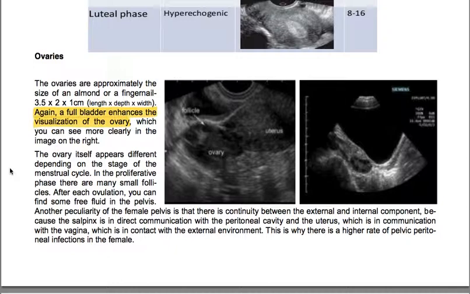Another peculiarity of the female pelvis is that there is continuity between the external and the internal component, because the salpinx is in direct communication with the peritoneal cavity, and the uterus is in communication with the vagina, which is in contact with the external environment. This is why there is a higher rate of pelvic peritoneal infections in the female.